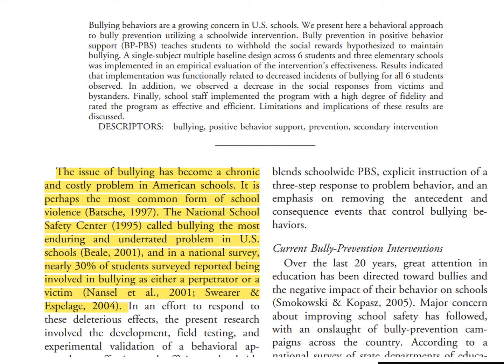And then here's the introduction to the article. And generally the first or second sentences will tell you what the problem is that the research is working on. So here, the issue of bullying has become a chronic and costly problem in American schools. It is perhaps the most common form of school violence. So it just lays out what the problem is, and then the rest of the introduction will walk you through the research that's been done on the issue, maybe some information about the prevalence of the issue or problem, and so on.